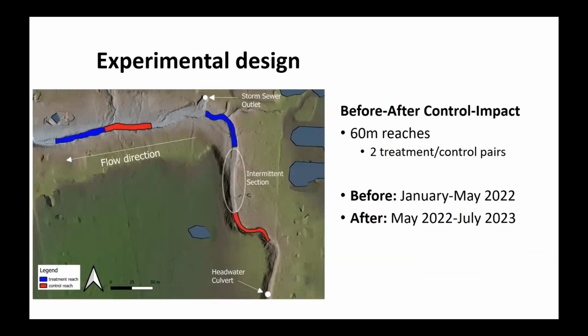Our experimental design was limited, and one of the challenges of working in urban systems is that our experimental design is also limited by the amount of space we can actually work in. It required, I think, permission from maybe 10 landowners to be able to do this project, which was only over about a 500-meter section of stream. We established some before-after control impact reaches: 60-meter sections of stream where 2 of them were going to be treated, wood was going to be added, and 2 of them were just going to be monitored. We monitored for about 5 months before wood came into the stream, and then we monitored for over a year after the wood was added into the stream.